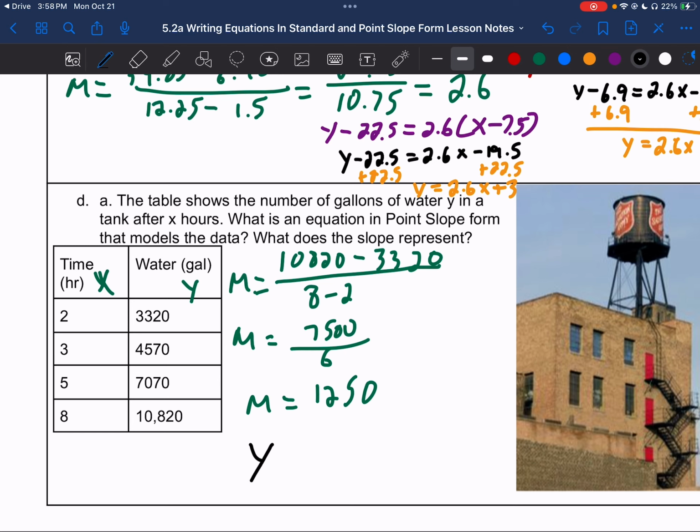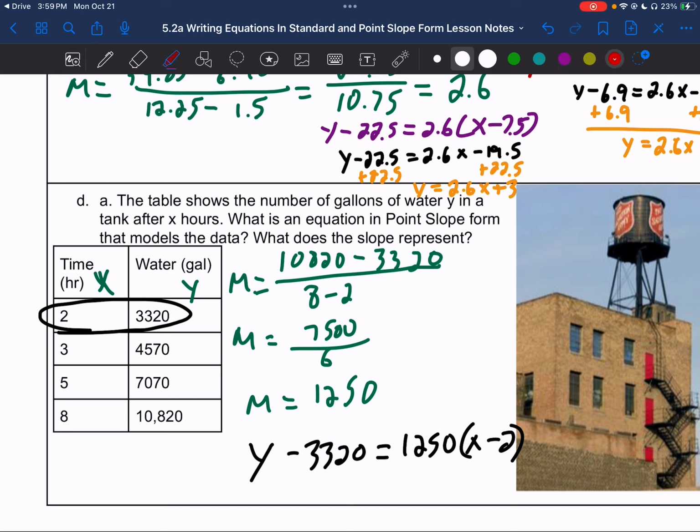My equation, if I just take the first ordered pair, we're going to do y minus 3320 is equal to the slope, 1250, times the quantity x minus 2. You could have picked any one of these four ordered pairs, and you would have gotten the same equation.